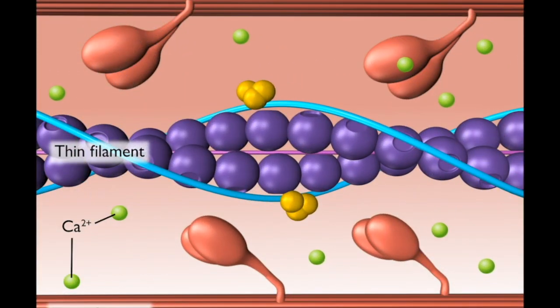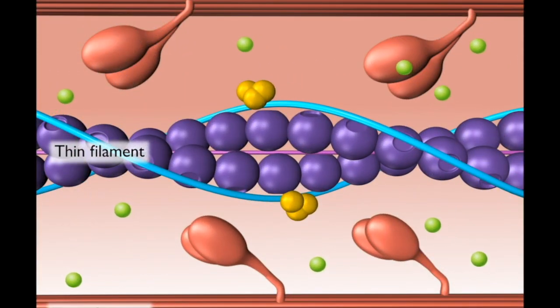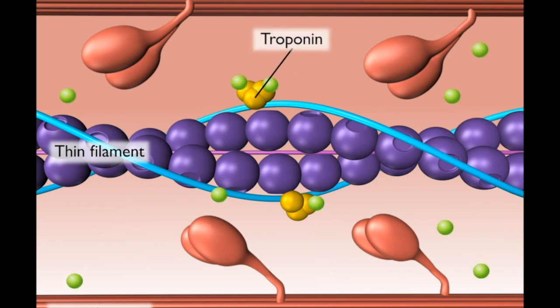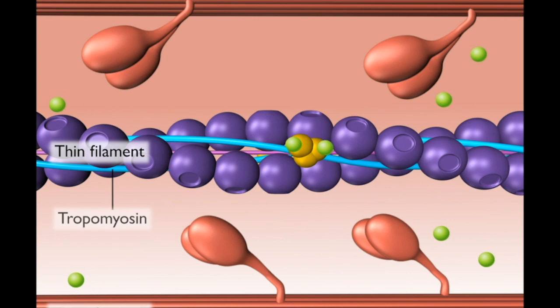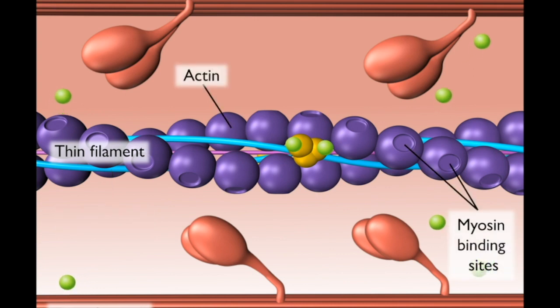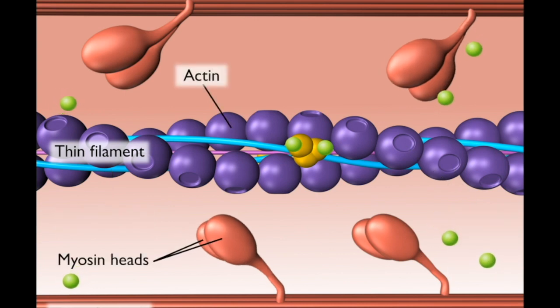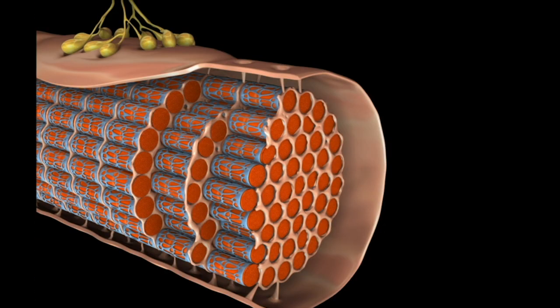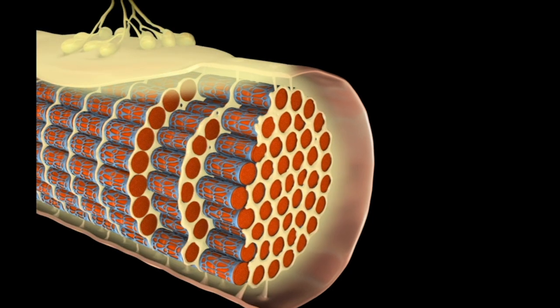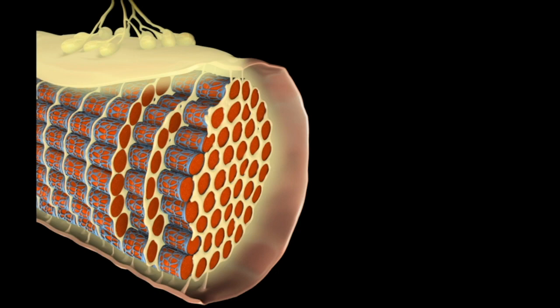Calcium ions released from the terminal cisterns bind to troponin, causing a shape change that pulls tropomyosin away from the myosin binding sites on actin. Myosin heads can now bind to actin, and the muscle fiber contraction can occur. As a result, calcium ions are responsible for coupling electrical excitation to the contraction of skeletal muscle fibers.